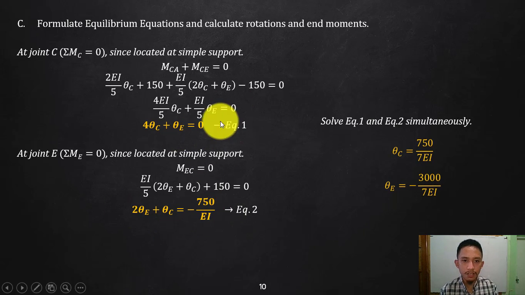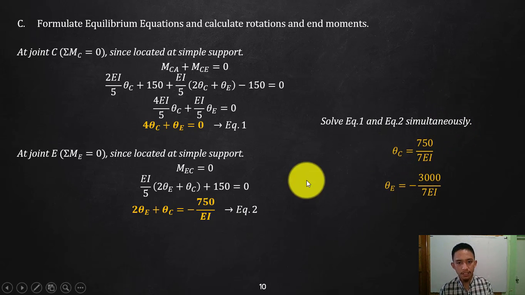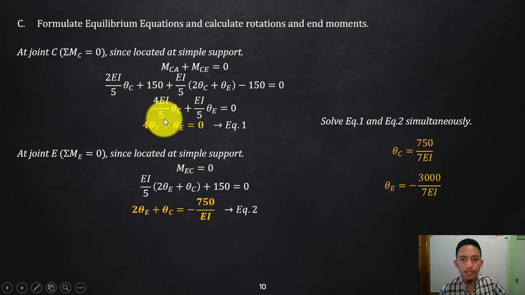You have two equations which have theta C and theta E as the unknowns, or the variables. Equation 1 and equation 2 are solved simultaneously. You will have theta C. That's why, again, I'm suggesting that you should not be substituting your EI if that is constant, because later on that will just cancel out. I will show you that one. So we will now be solving your theta C and theta E in terms of EI.